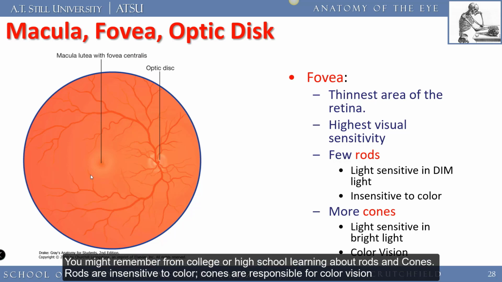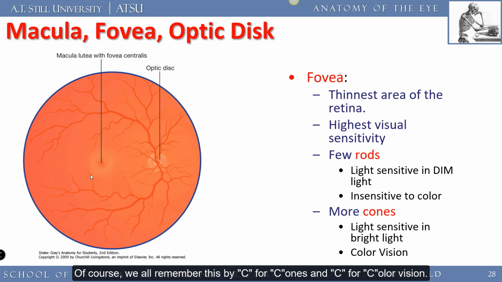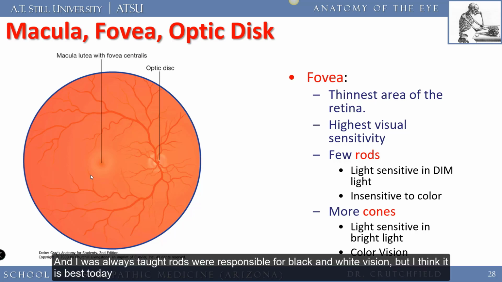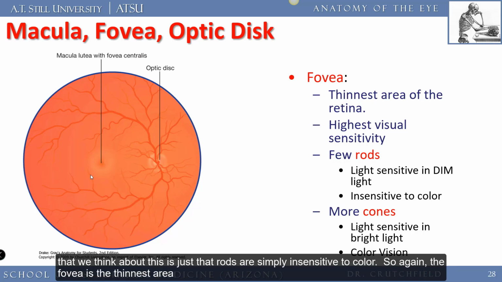You might remember from college or high school learning about rods and cones. Rods are insensitive to color. Cones are responsible for color vision. Of course, we all remember this by C for cones and C for color vision. And I was always taught that rods were responsible for black and white vision, but I think it's probably best today that we think about this as just that rods are simply insensitive to color.